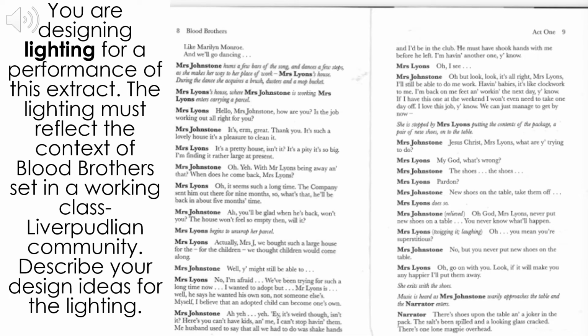So we're just going to read out the question that relates to this extract. You are designing lighting for a performance of this extract. The lighting must reflect the context of Blood Brothers set in a working class Liverpudlian community. Describe your design ideas for the lighting. Now the extract is pages 8 and 9, but it may be different in your play.